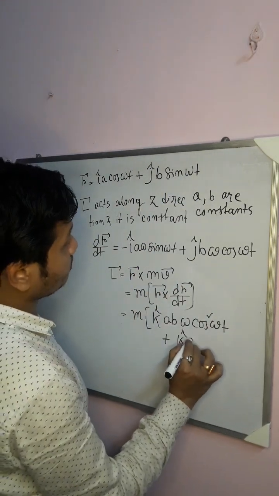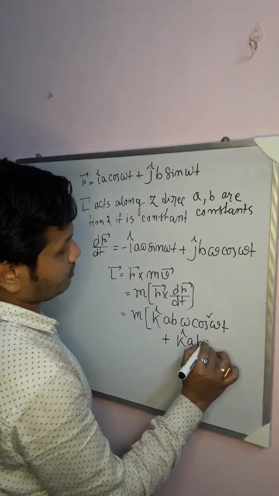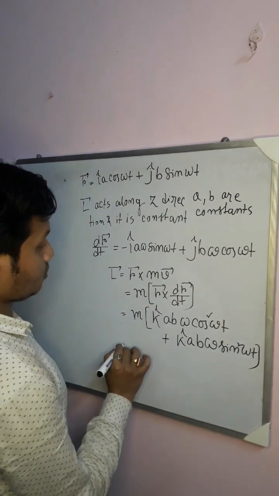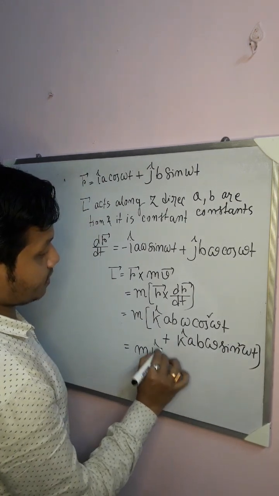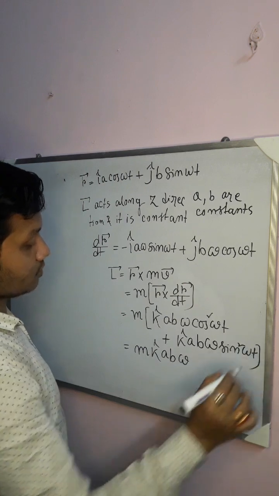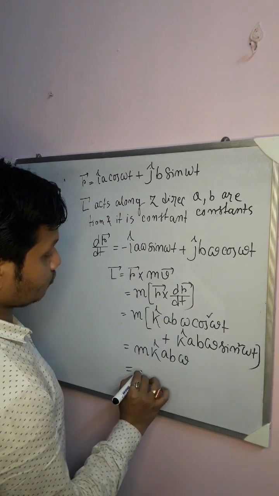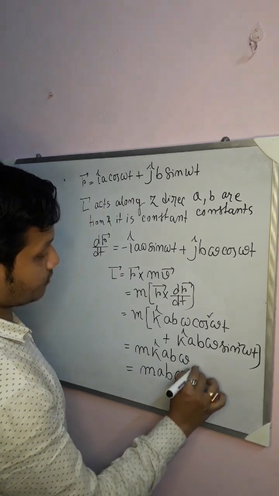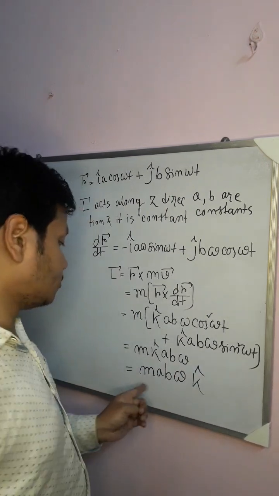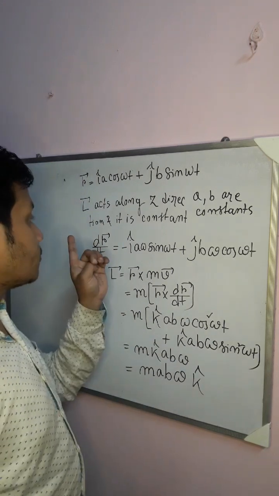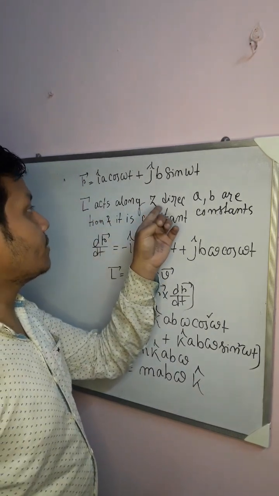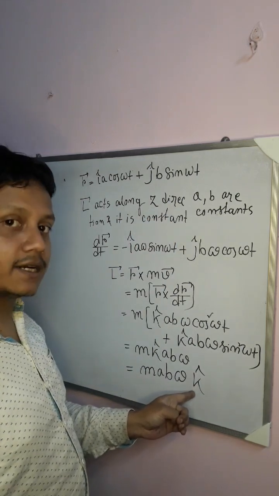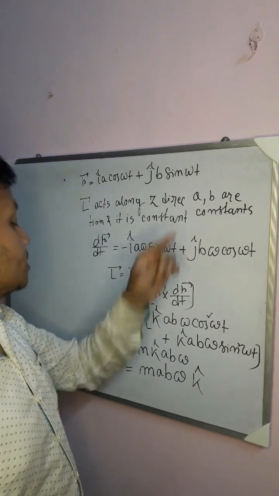So k-cap A B omega, this is sin square omega t. If you take k-cap A B omega common, then this will be 1. So the result will be m A B omega into k-cap. If you see the answer, first of all we have to show that angular momentum acts along the z direction. It is clear there is a k-cap, that means plus z direction, and then we have to show it is constant.